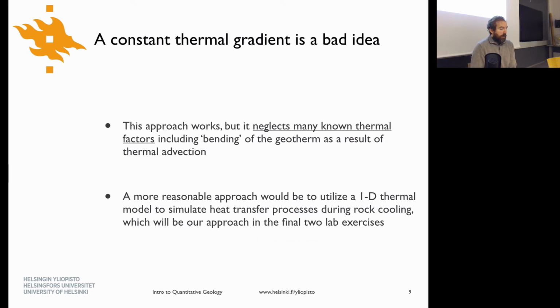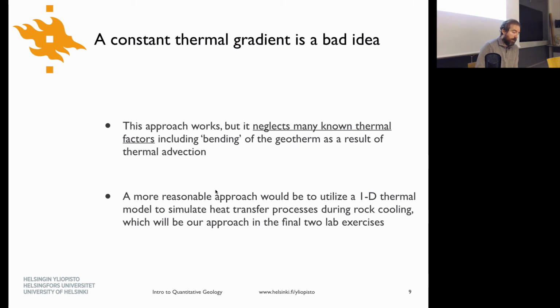The issue is that, well, typically geothermal gradients don't increase at a constant value with depth, especially in active tectonic settings. The gradient will change with depth. So there's this kind of bending effect that's often expected as a function of the advection of heat. And so it would be better, instead of assuming a constant gradient, to use a 1D thermal model to calculate what the temperature should be as a function of depth, and then take the approach that we've done there for calculating the exhumation rate.